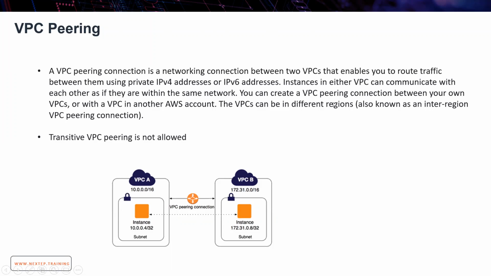You can create a VPC peering connection between your own VPCs or with a VPC in another AWS account. This VPC A can be my account and VPC B can be your account, and both of us can do a VPC peering. So VPC peering typically can be used in the case of departments. These departments have a different VPC, and this department has a different VPC, and you'll be able to do a VPC peering.